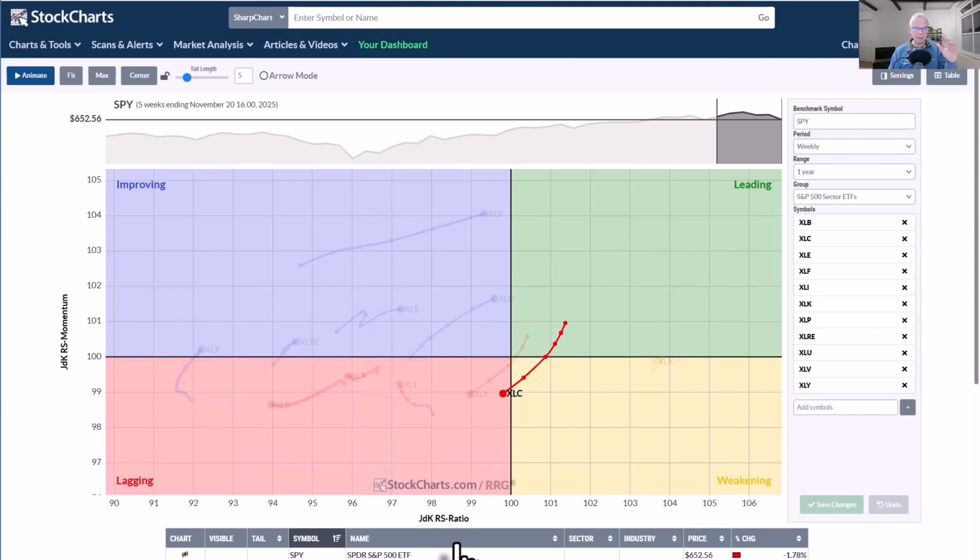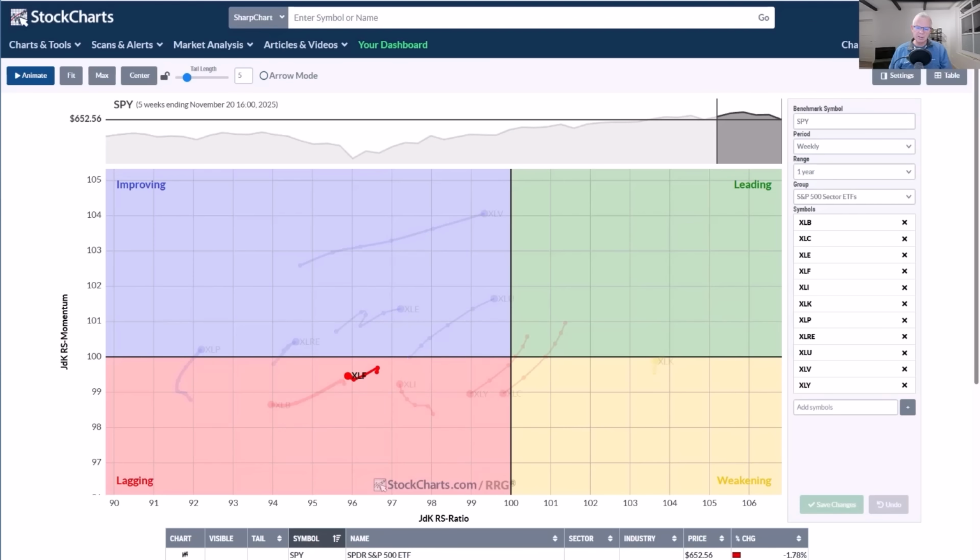And then we have communication services. I changed that now to an underperformer. This is a long tail, a negative heading, pushing into the lagging quadrant. Here is energy, and energy is inside the improving quadrant, and it remains neutral with a positive twist. That's probably the best way to describe it.